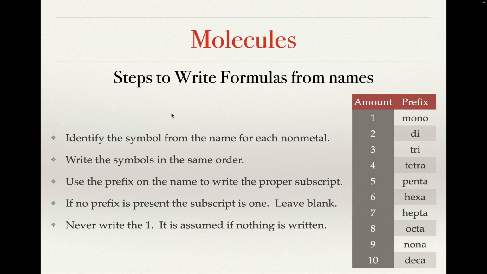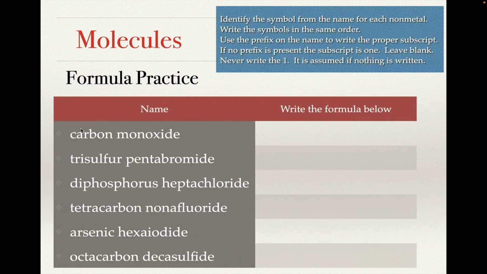If you flip it around and you're going to write the formula from the symbols, it's the exact same rules, but they're written here for you. You can read through those or pause it if you need to. But let's go to that practice. Okay, so here we have carbon monoxide.